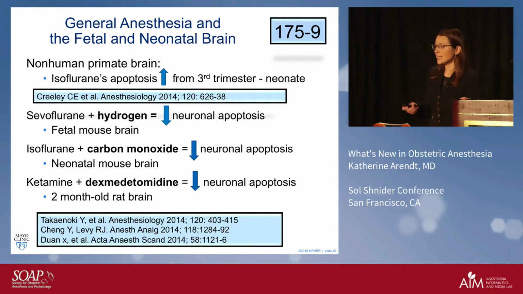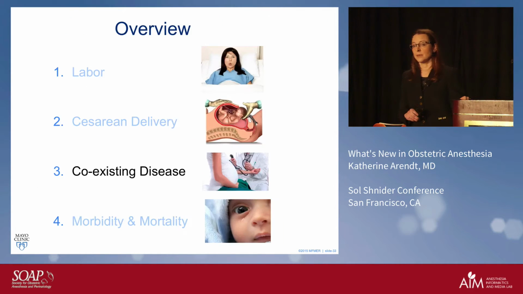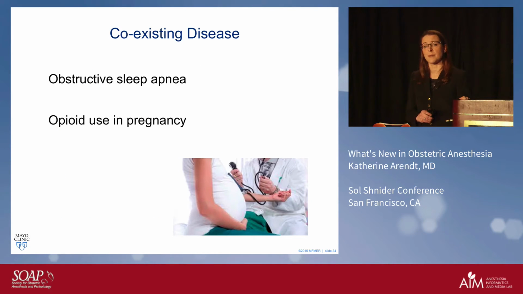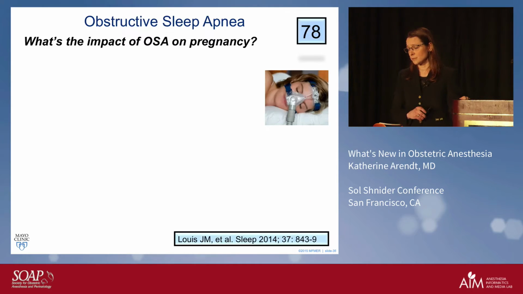I like these studies because they're already looking for solutions to a problem that's potentially there. And that's the benefit of us really going after this problem, looking for solutions at the same time as we're looking at the mechanism and the epidemiology of it. Coexisting disease, we're going to talk a little bit about obstructive sleep apnea and opioid use in pregnancy.